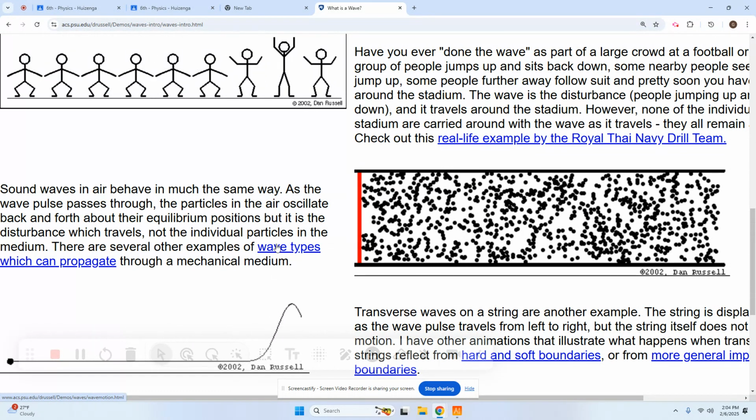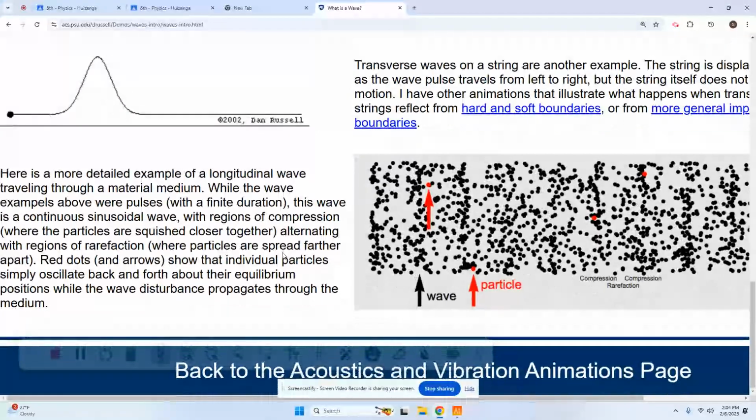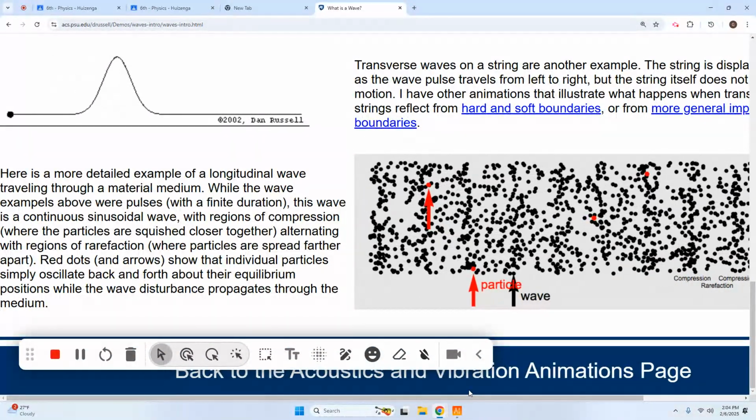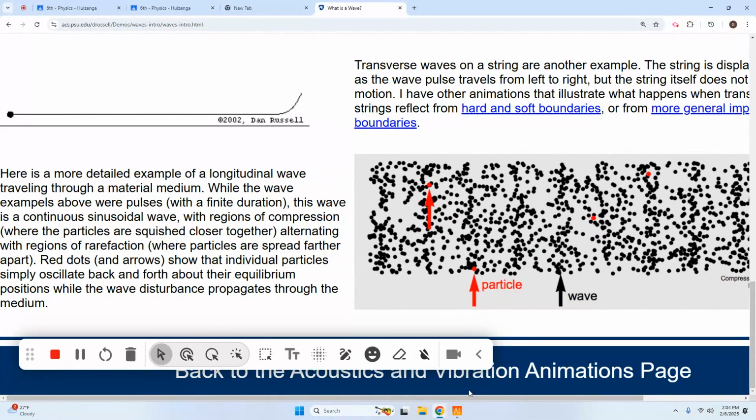Now that's a pulse wave. This is more of a continuous wave, and this is important for you to understand the difference between how a particle moves and how a wave moves.